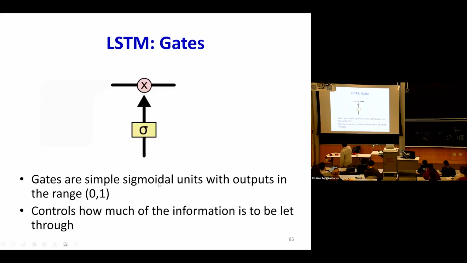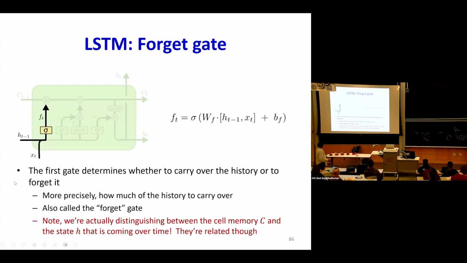So what is the first gate? A gate is a simple sigmoidal unit with outputs in the range 0 to 1. So if you multiply something in memory with 0.9, it's forgetting something, right? And it controls how much of the information is to be let through. So the very first gate determines whether to carry over history or to forget it. So there's something in memory. Maybe you're counting the number of open curly braces. And now to decide whether the number of open curly braces must be decremented or not, you need a pattern detector which is looking for not open curly braces. What will it be looking for? Context.